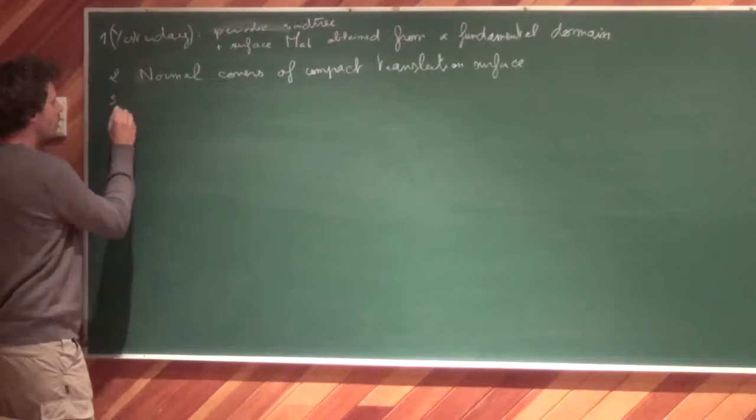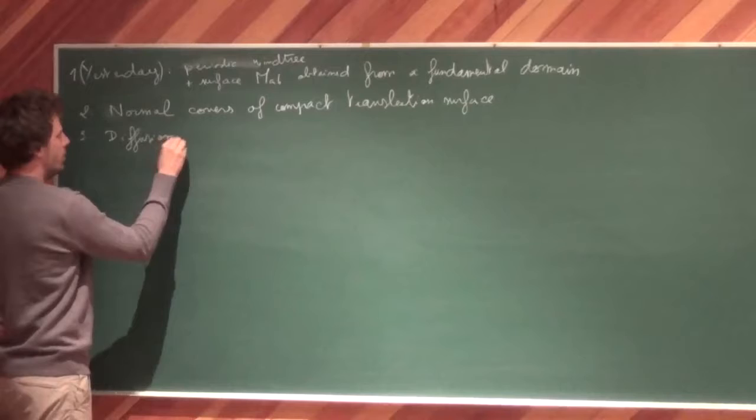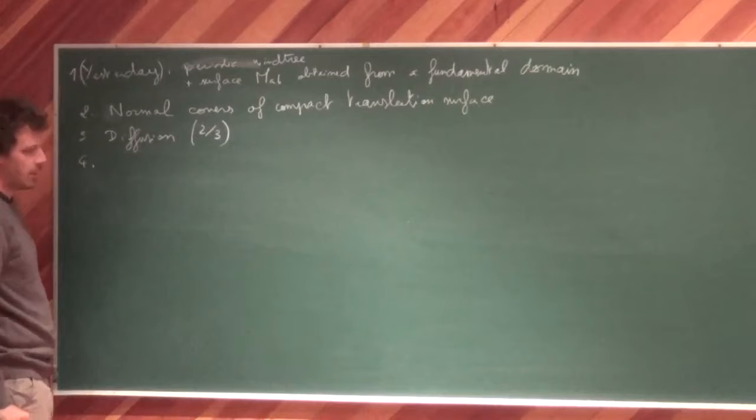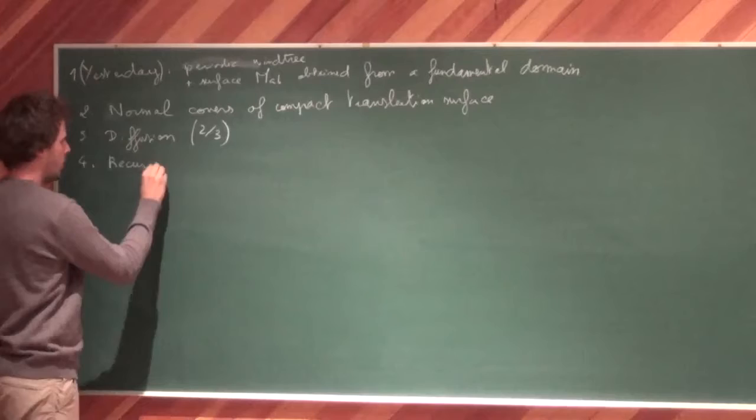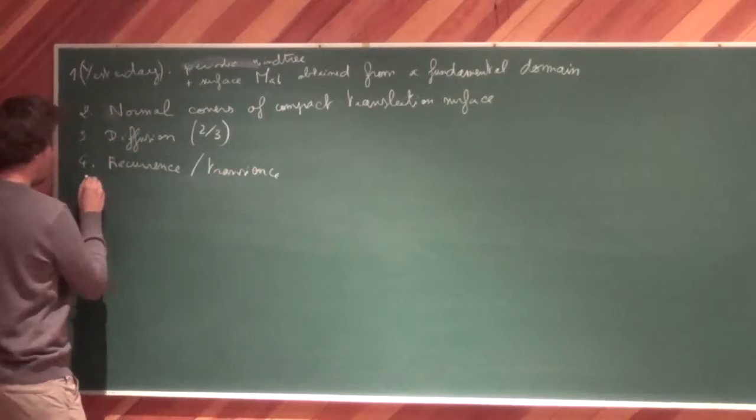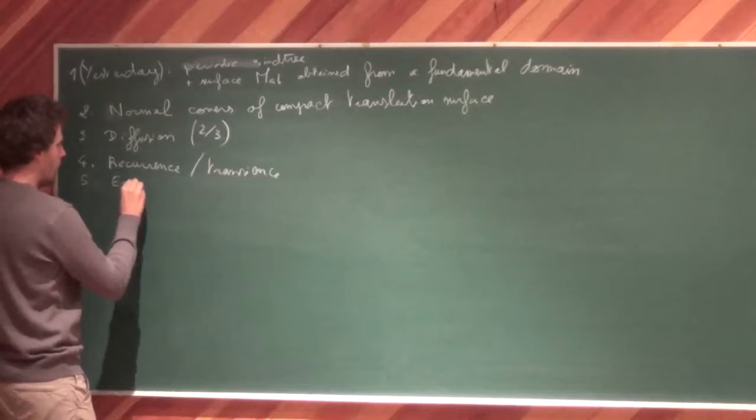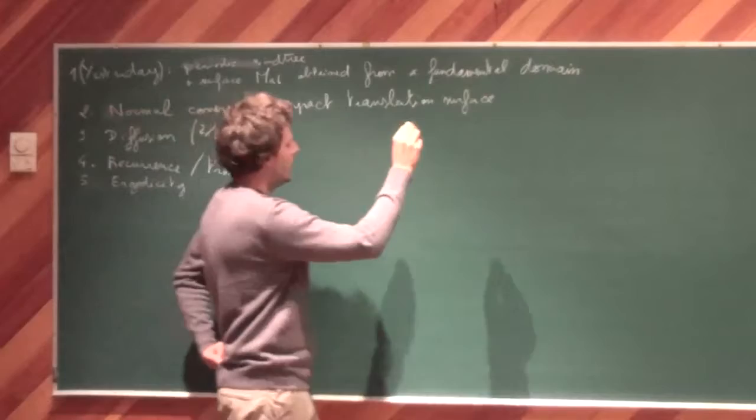So tomorrow, it will be about the diffusion. So this is a filter which is a in the theorem that Samuel presents. And the fourth talk will be about recurrence and transience. And the last one on Friday, about ergodicity, which is a bit more technical. So, that's all.